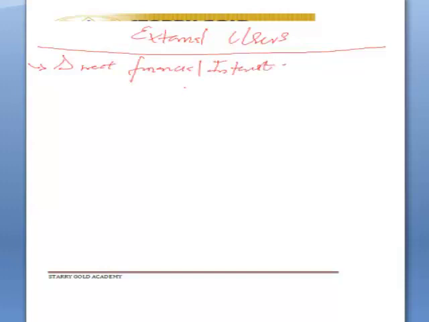Those who have direct financial interest. We are talking about present investors. Present investors have direct interest in the financial statement of the company. Also, we have potential investors. Potential investors have direct interest in the financial statement of the company.